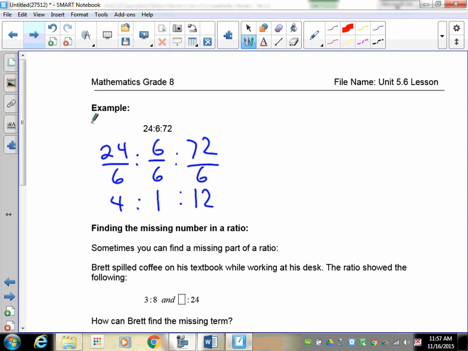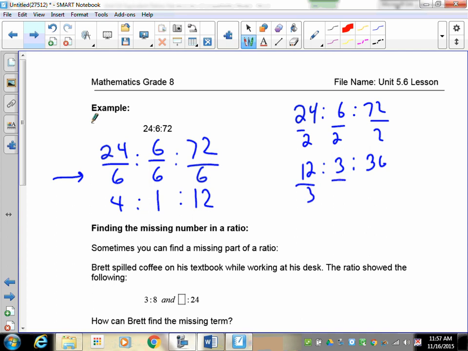Now, if you couldn't figure out it was a 6, you could have started with a 2. That would have given you the following. We have 24 to 6 to 72. You can divide by 2. That gives you 12 to 3 to 36. And then you can divide everything by 3. And that will give you 4 to 1 to 12. So both ways work. Find the missing number in a ratio.